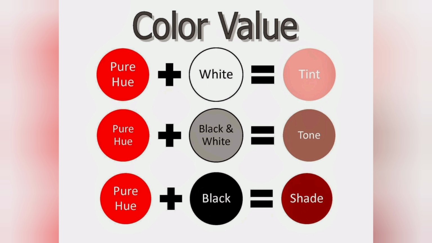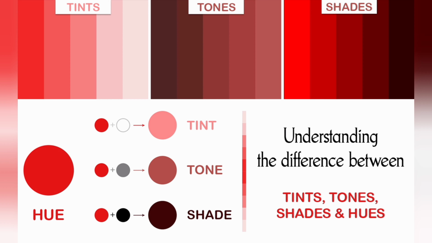Now comes shade. If you add black to a pure hue, example, if you have a bright red and add a touch of black to it, you will get a deeper, richer red. So black is added to create a shade. It's deeper, more powerful. It can quickly muddy the color. Then comes tone. A color may also be toned down by adding its complementary color.